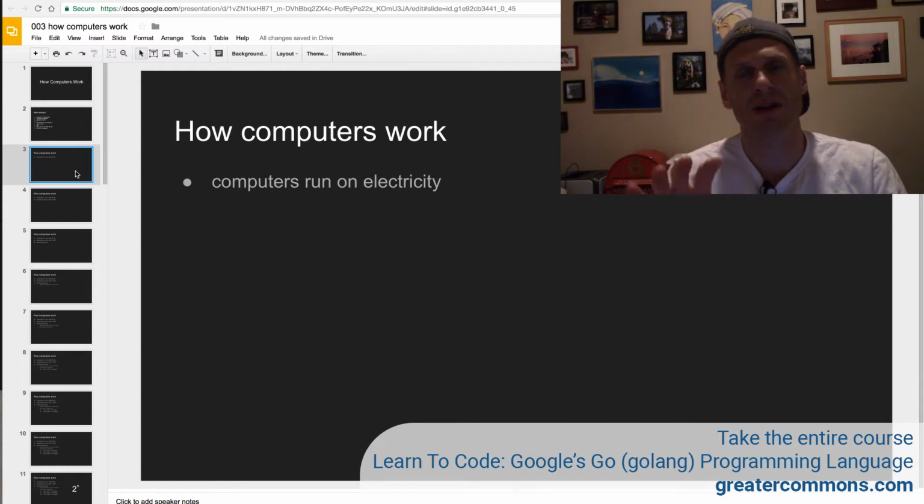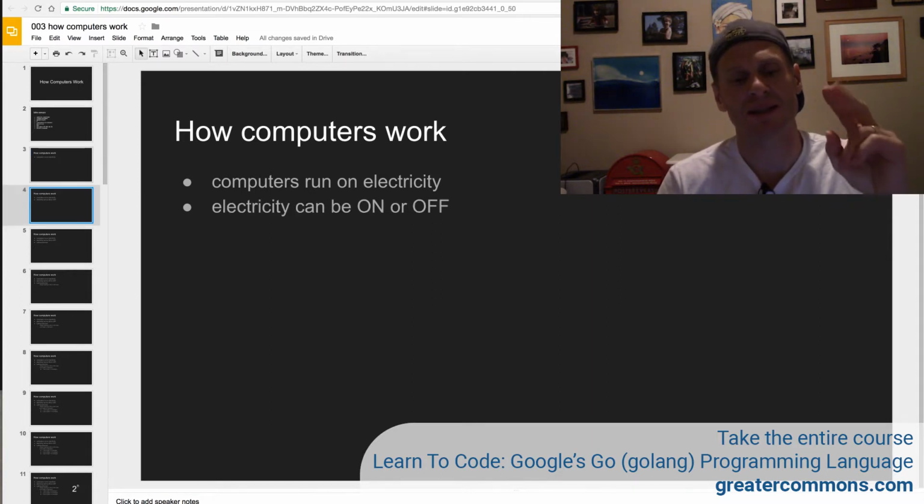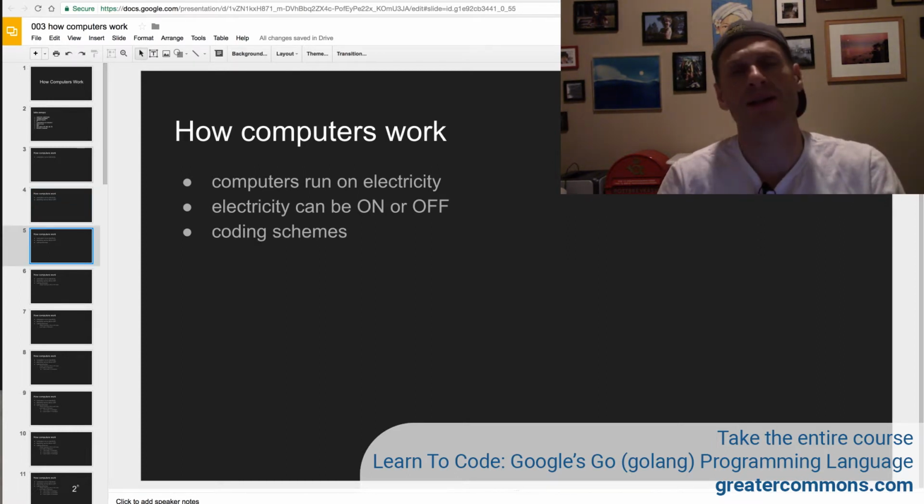So the first thing you need to understand about how computers work is totally self-evident and obvious, and even kind of funny just to say it, but computers run on electricity. But that's really an important point because electricity has 2 discrete states, on and off. Electricity can be on or off. And because electricity can be on or off, we can take those 2 discrete states and assign a coding scheme to whether or not the circuit, the switch, is on or off.